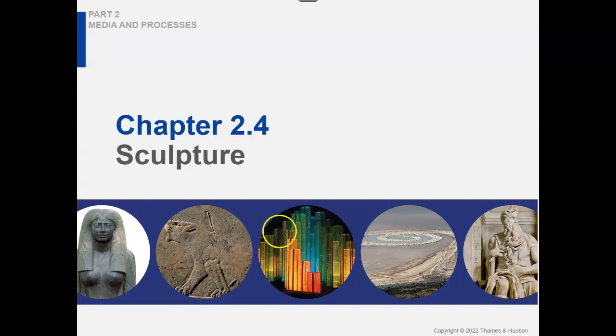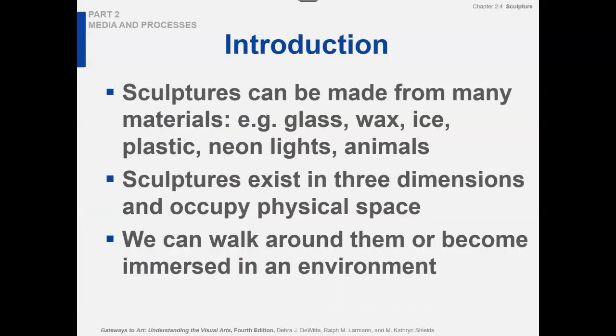Chapter 2.4, Sculpture. So sculptures can be made of any material, basically. I mean, it could be anything from glass to ice, plastic, chocolate. It can be made out of animals, so it could be done out of anything.